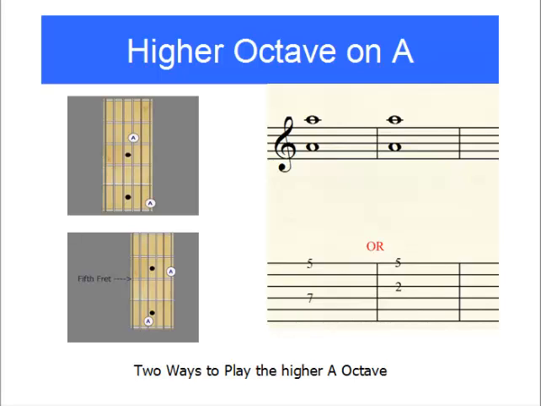And now, there are 2 ways to do the higher A. You're going to have to stretch your pinky this time. See the diagram on the left. There's that A. That's the middle A. And now the higher A. Stretch it with your pinky. See if you can play them both at the same time.